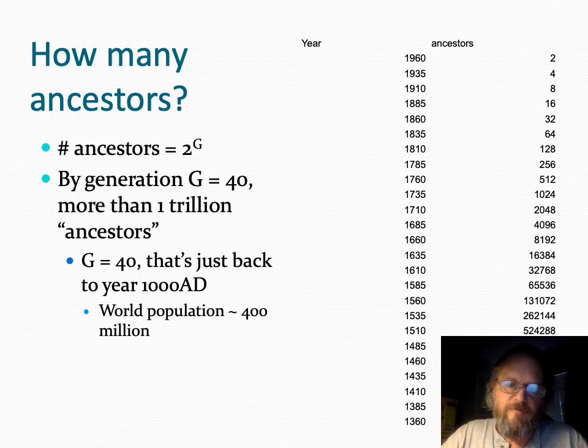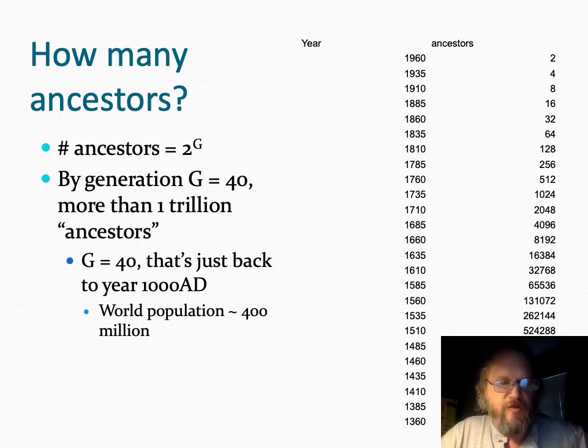That seems kind of interesting, right? But let's just put it this way. If I go back just 40 generations, so this is only 1, 2, 3, 4, 5, 6, 7, this is only in the 20s. By going back just 40 generations with this simple formula, I'd have more than 1 trillion ancestors.